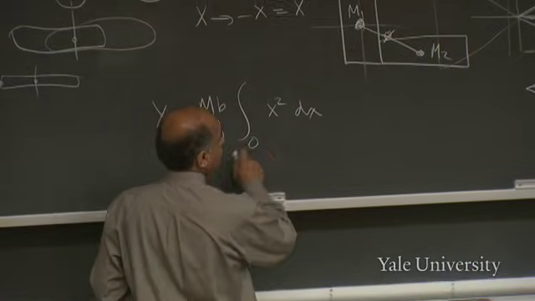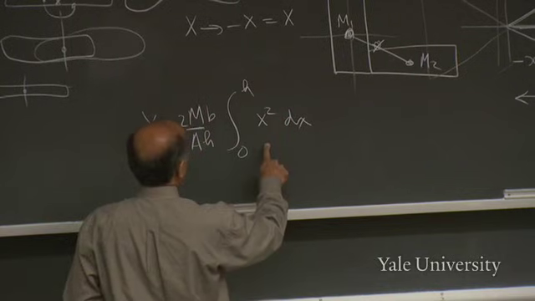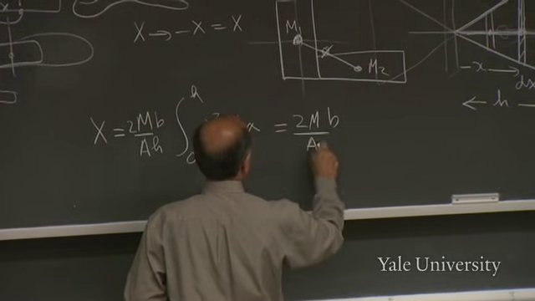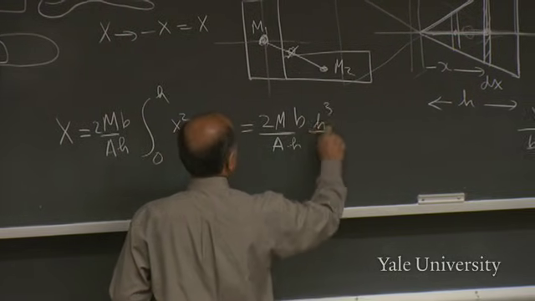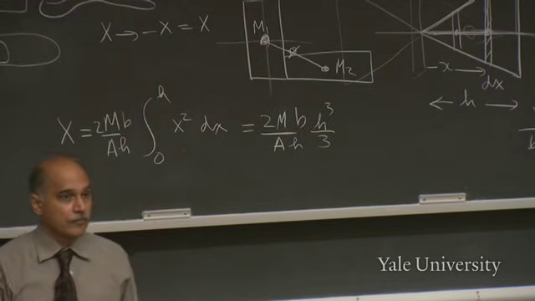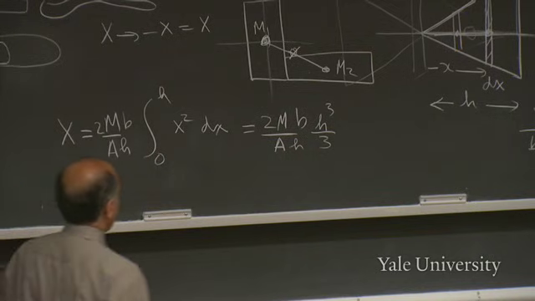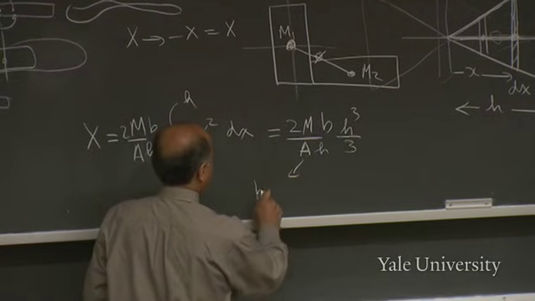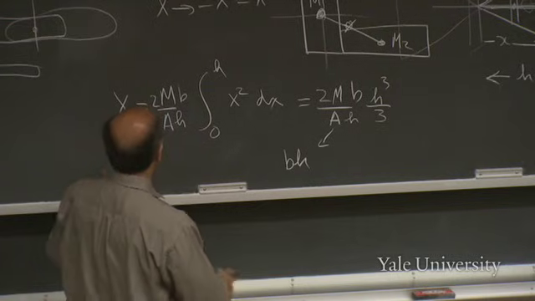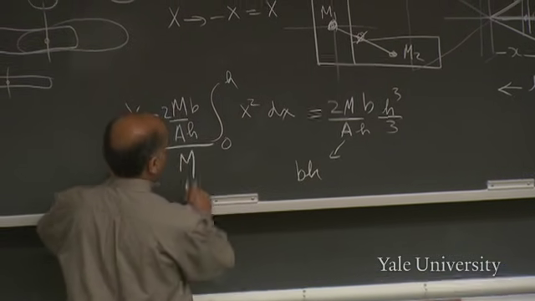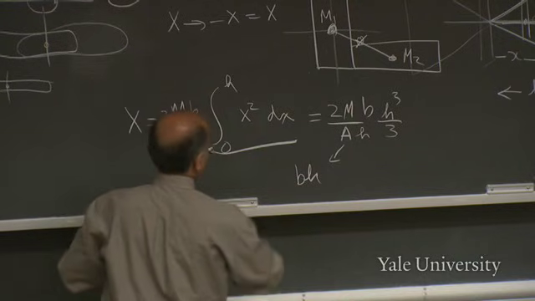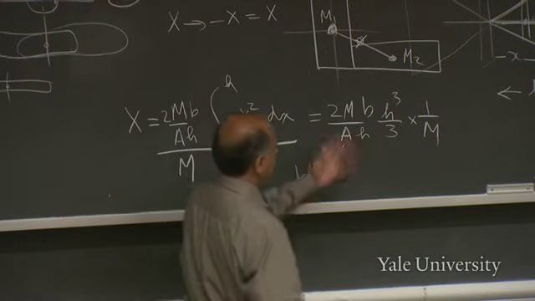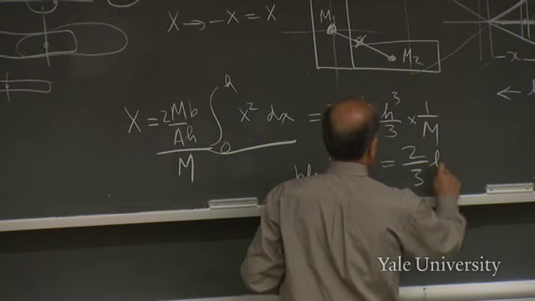So that should be integrated from 0 to h. That'll give me h cubed over 3. So I get 2mb over A times h cubed over 3. Now, you know there's one more thing we have to do. We must replace the area of the triangle by 1/2 base times altitude, which is bh. Well, I also forgot to divide everything by the mass, because the center of mass is this weighted average divided by the total mass. So I've got to divide by m. Well, I claim if you do this and cancel everything, you will get the answer of 2/3 h.